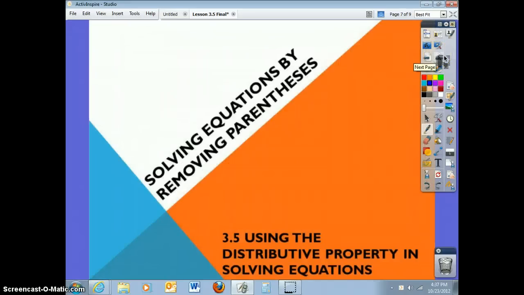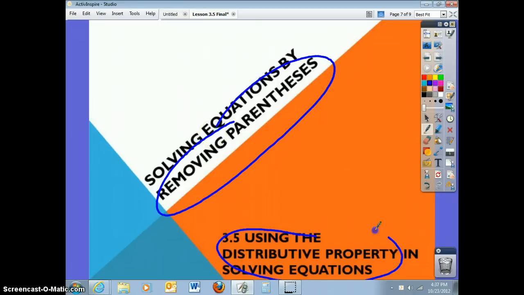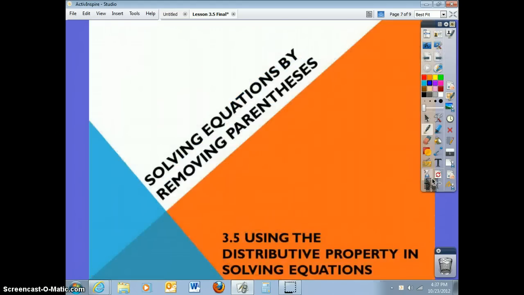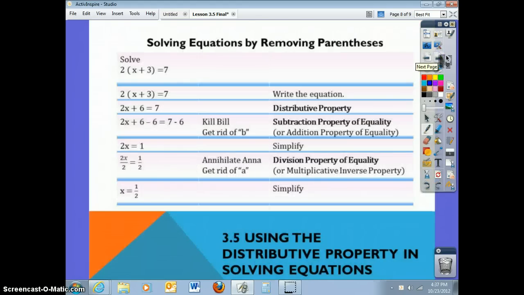Okay, the next part is the other aspect of the distributive property: removing parentheses. This one doesn't have anything to do with the Twizzlers and Miss Lovett. It's just a straight equation that I took out of your textbook, and we want to solve for x by removing the parentheses. So we've written the equation 2(x + 3) = 7.